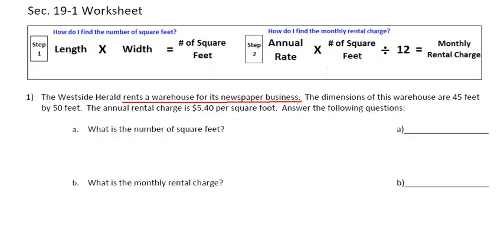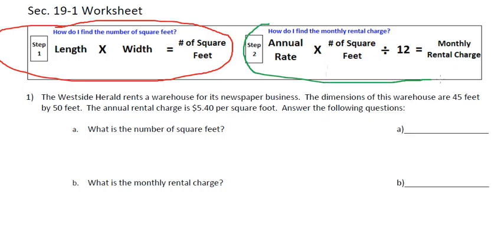So today we're going to look at the math involved for calculating how much a company might pay for rent per month. And just like rent at an apartment, this is usually paid per month. Now, of course, there are 2 steps today. Step 1 helps us to find the number of square feet, because the bigger the place, the more it's going to cost to rent. And then step 2 helps us find the actual monthly rental charge, the fee for renting that place per month.